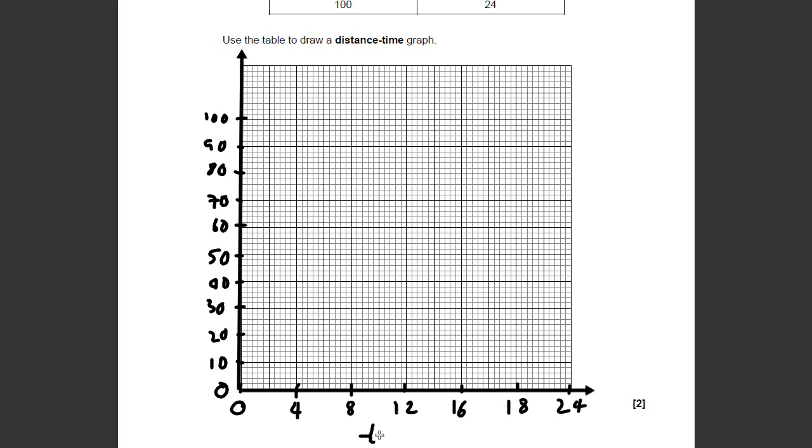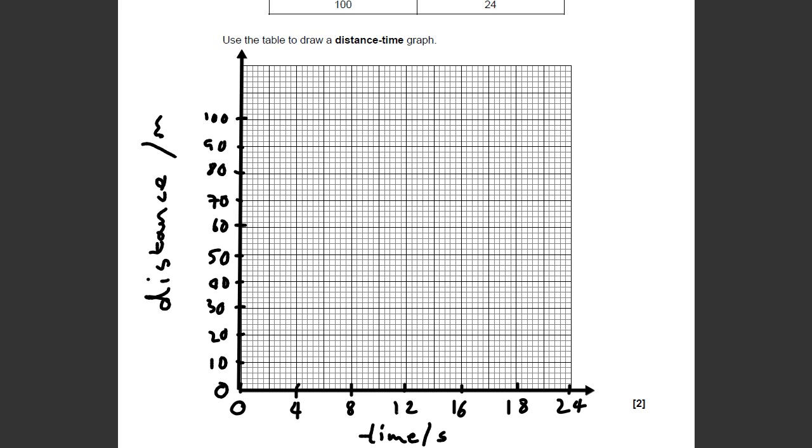Now labels. This was time, and it was measured in seconds, and this was distance, and it was measured in meters. Okay, so if you've done that, you've got correct axes like that. They shouldn't be tiny and stuck in the corner, by the way. You should use as much of the paper as you can. That is worth 1 mark.